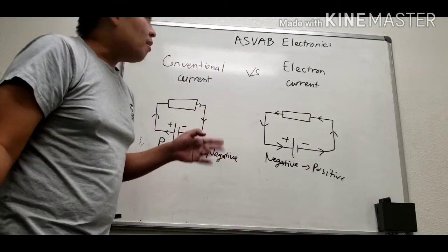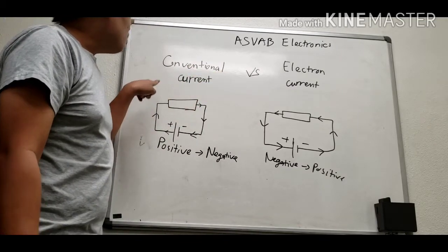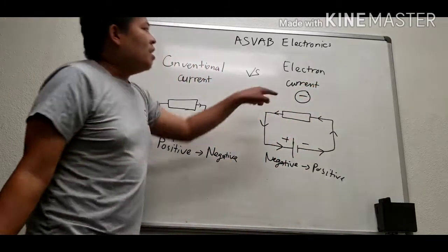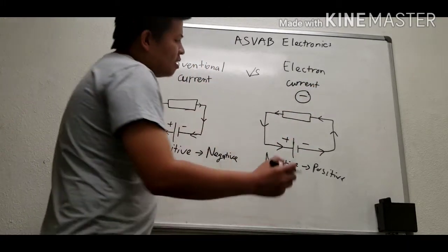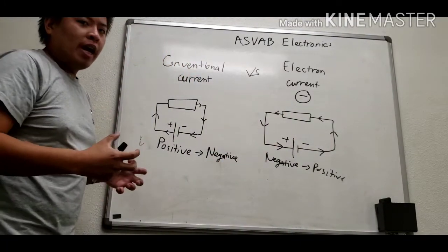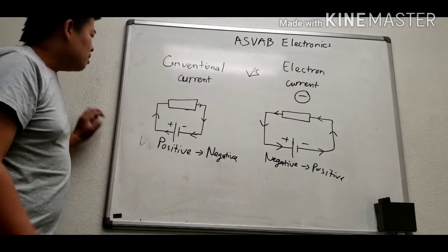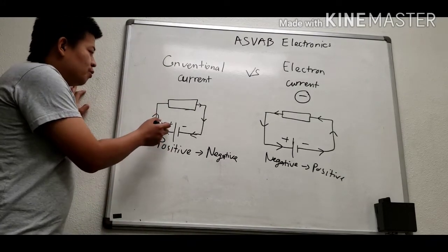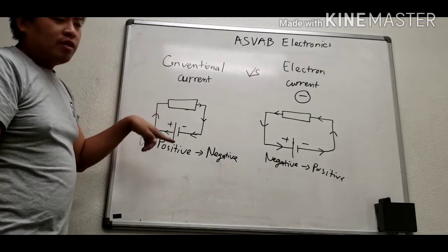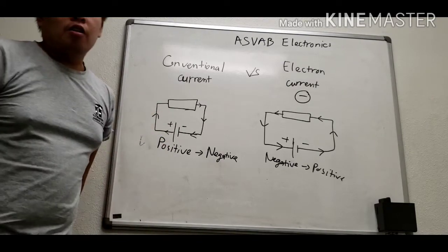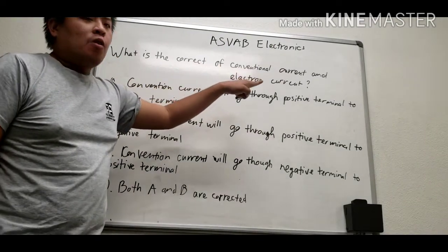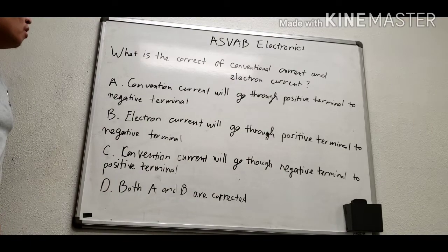To distinguish the electron current and the conventional current: we learn that electrons are negative, so the negative should go back to the positive so that they can combine together. But the conventional current is the opposite current. They go from the positive to the negative. On the test, they will ask what the correlation is between the conventional current and the electron current.